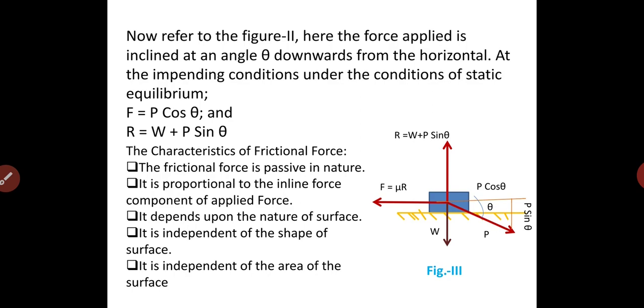Frictional force is passive. It means it comes into action only when an external force is applied. It is always proportional to the force applied, and it goes on increasing in proportion to the applied force until the impending condition is reached, and at the impending condition, when we apply more force, the body starts moving. It depends upon the nature of the surface. If the surface is rough, the friction will be more. If the surface is less rough, friction will be less. It does not depend on the shape of the surface, and neither does it depend on the area of the surface.